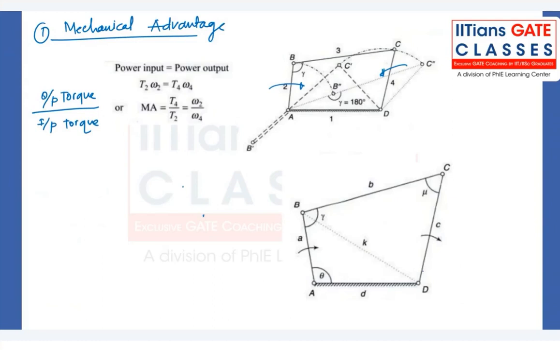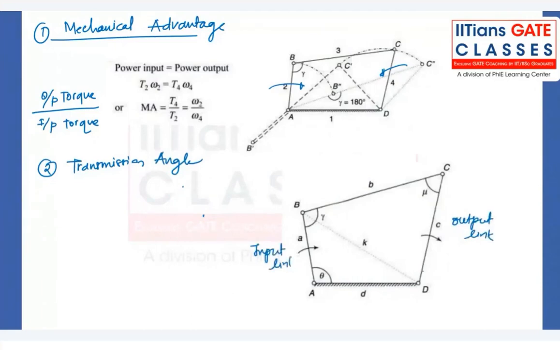Another learning for it is the transmission angle. What is the transmission angle? This is our input link. This is our coupler. So the angle between the output link and the coupler is the transmission angle mu. Okay, so in the exam, what will happen is they may ask us to find the maximum possible transmission angle and the minimum possible transmission angle for the given figure.